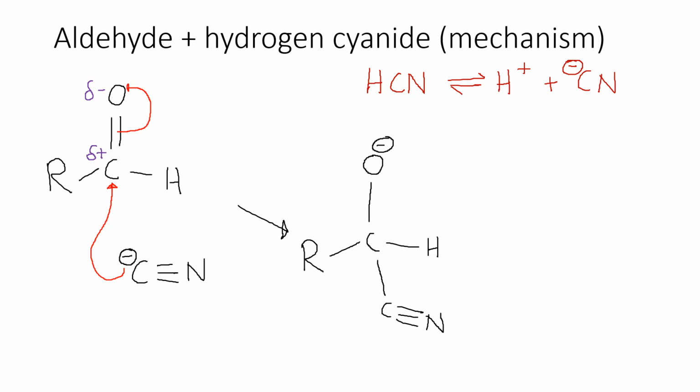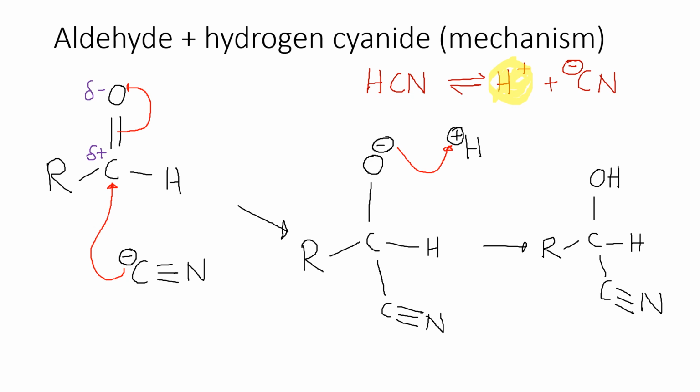And then all that happens in the last stage is that the H plus ion, remember this H plus ion from here? The O minus is attracted to the H plus. And you end up with your hydroxynitrile, R to C to OH to H to C triple bond N.